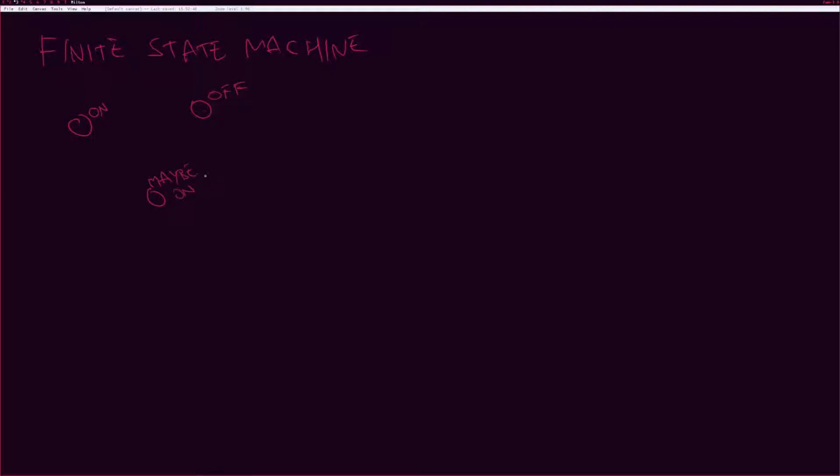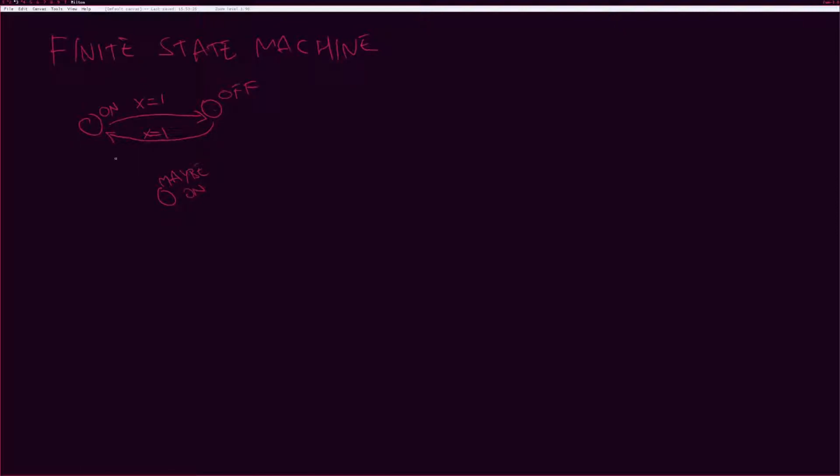How do they work? Well, to change from one state to another, so from on to off, we have to provide some kind of input. So in this case, we can just say x is 1, and then it will turn off. And if we want it to go from off to on, we could say x is 1 as well. So if x remains on, it'll keep switching between on and off.